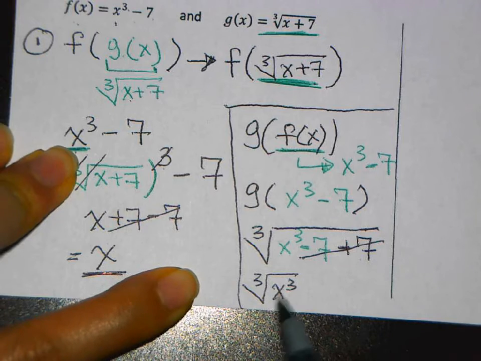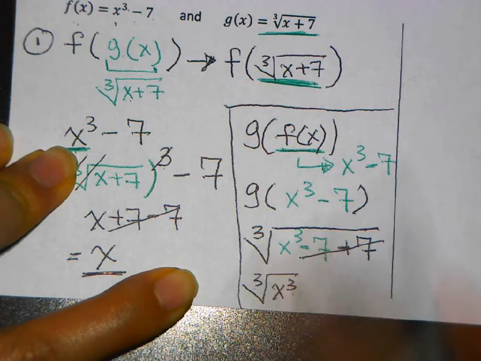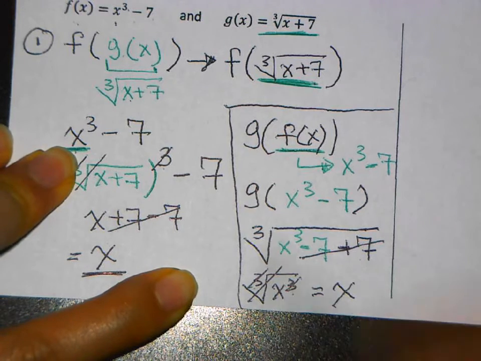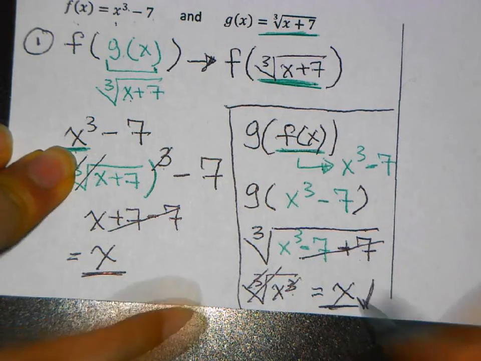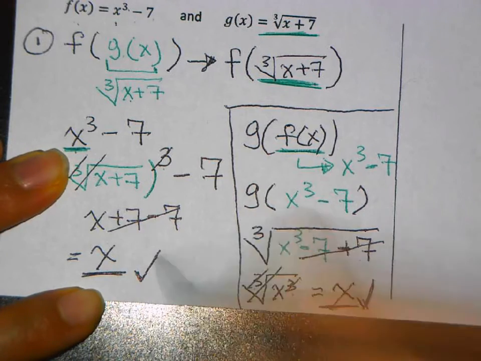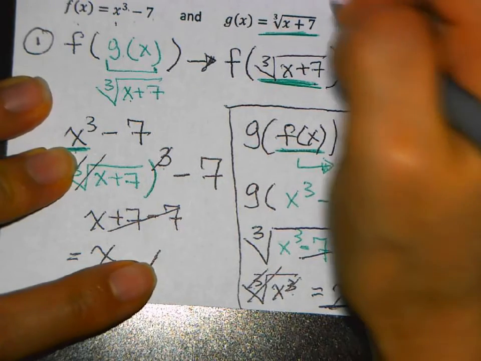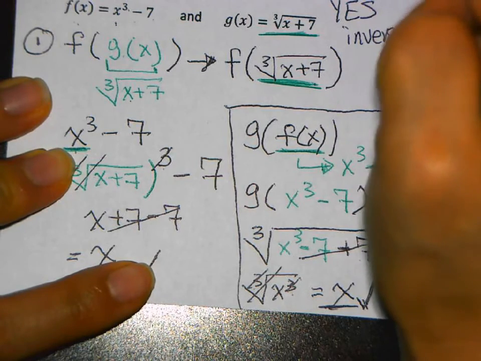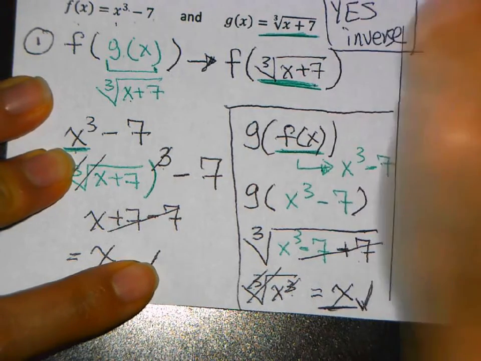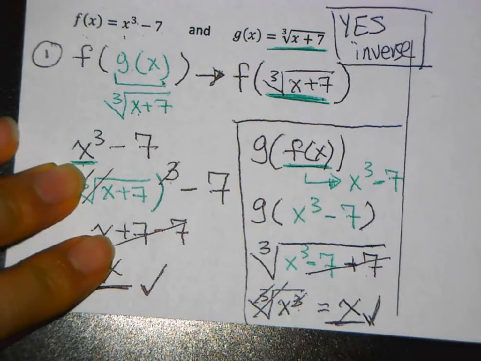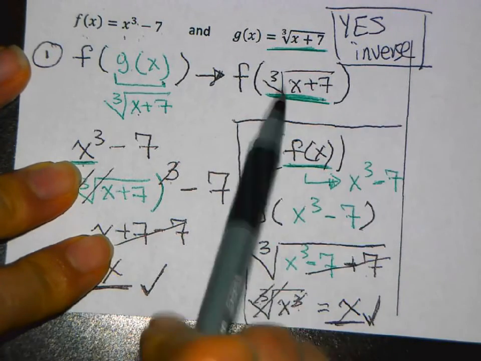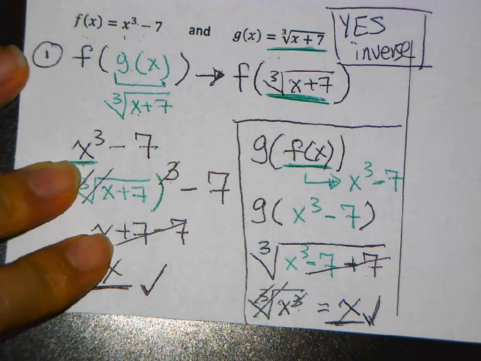Now if you look, x cubed and cube root both have the same index and exponent, so those things go away, leaving me with just the x. So this one has just the x, this one has just the x, because both ways work. I would say yes, they are inverses of each other. So I would say that f of x and g of f of x is the inverse of g of x. Same thing, g of x is the inverse of f of x.